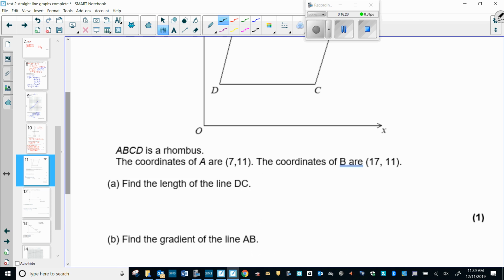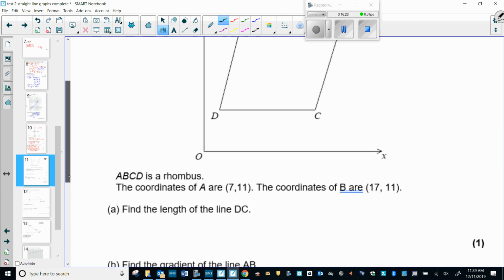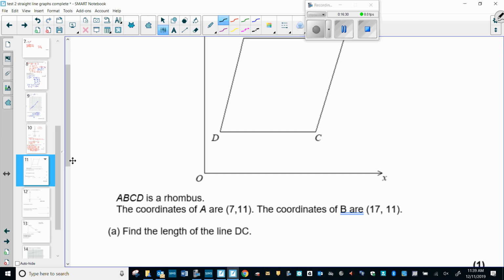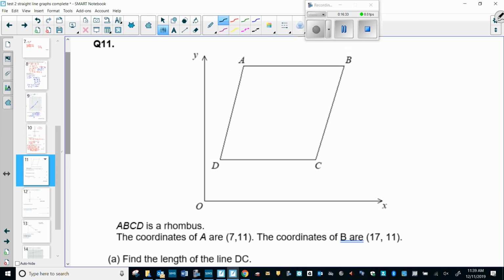So it says the coordinates of A are 7, 11, the coordinates of B are 17, 11. Find the length of the line DC. We know this coordinate here is 7, 11, and this is 17, 11. So how would I know the length of this line? I know that's not what the question's asking me, but how do I know the length of this line? Julia? Because they're both parallel. Wait, that's a lie. Sorry.